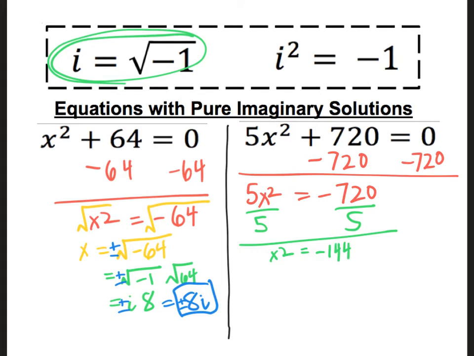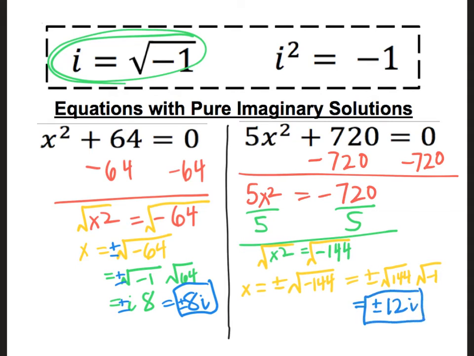And then I have to take the square root of both sides. Again, when I do that, I'm going to get x equals plus or minus the square root of negative 144, which is the same as plus or minus the square root of 144 times the square root of negative 1. The square root of 144 is 12, and the square root of negative 1 is i, so my final answer would be plus or minus 12i.